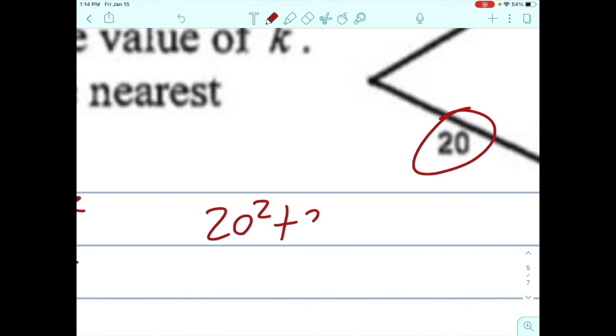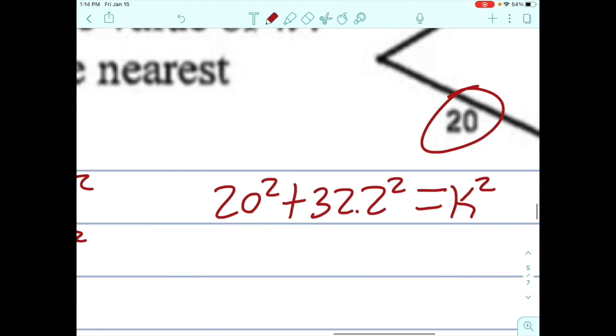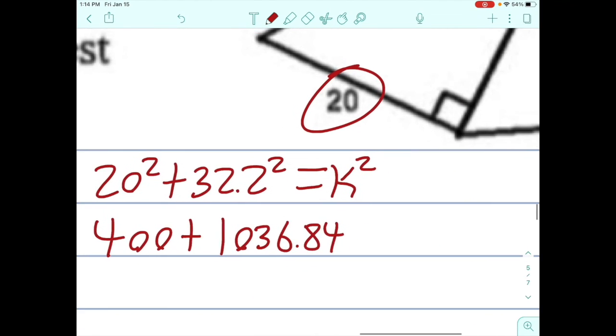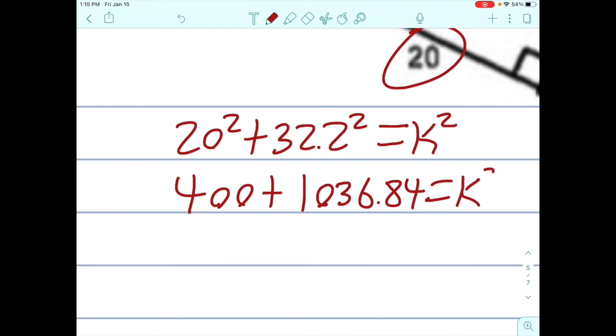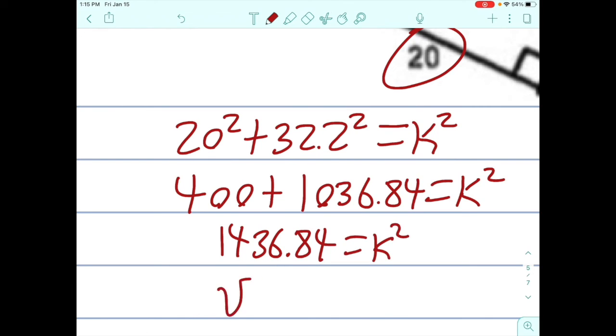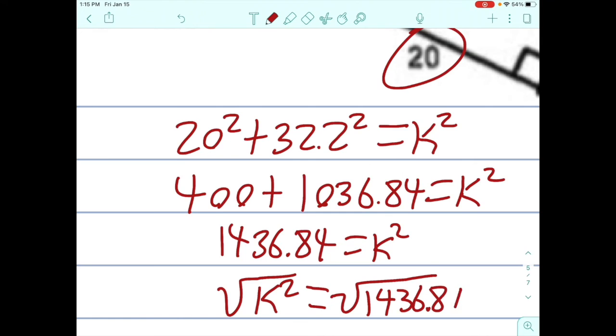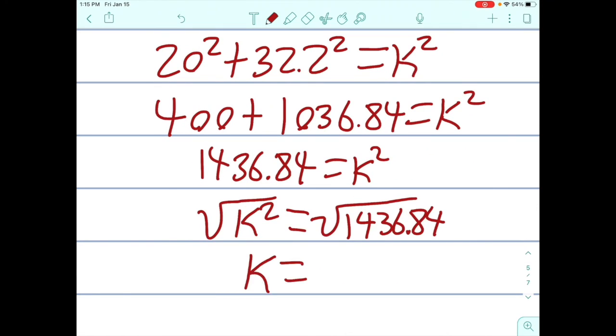20 squared plus 32.2 squared equals k squared. That gets us 400 plus 1036.84 equals k squared. Then combine those, you get 1436.84 equals k squared. Square root of k squared equals the square root of 1436.84, and then k is 37.91.